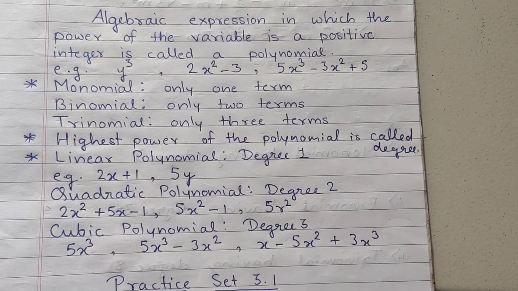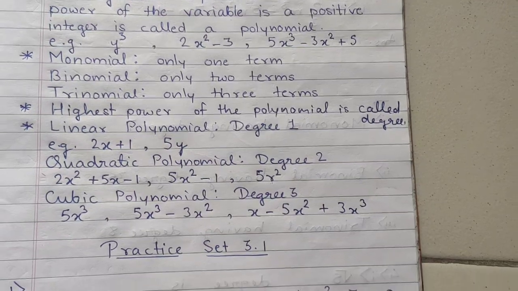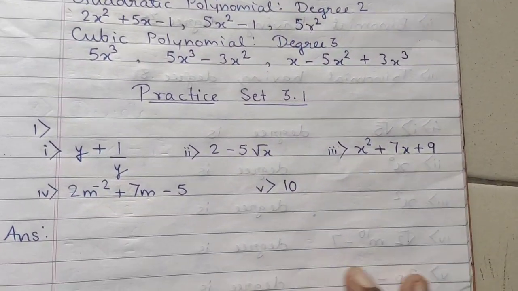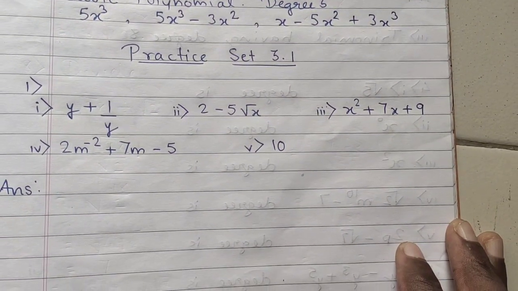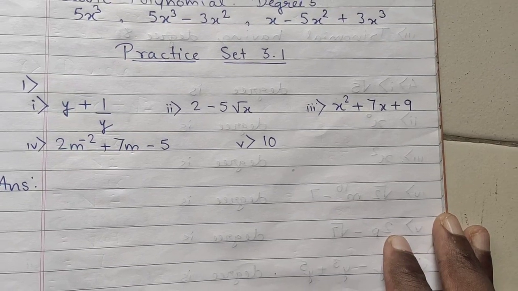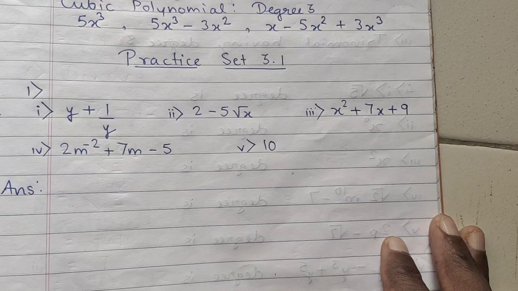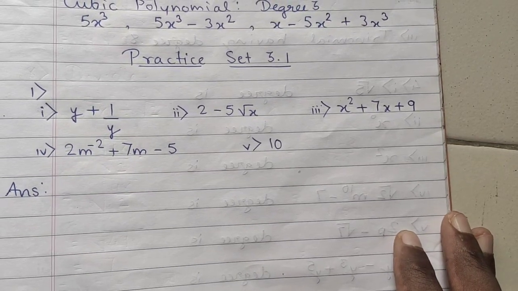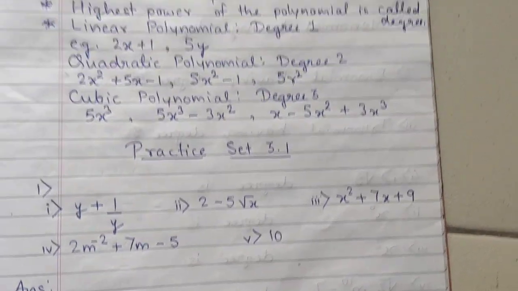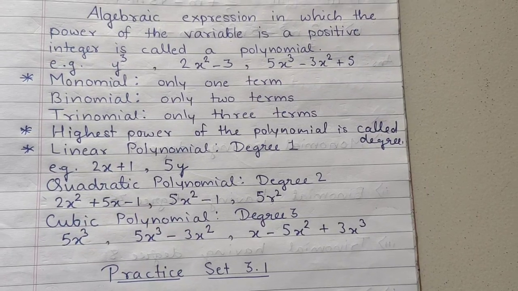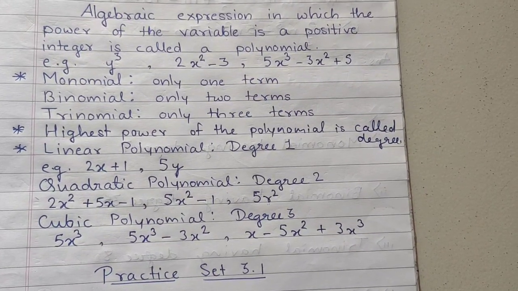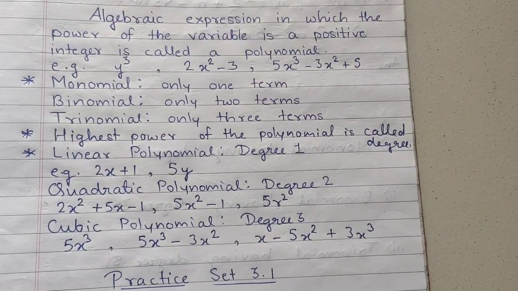So let us start practice set 3.1. Okay, see, already I have written the question. In your first question, you have to identify which one is a polynomial and which one is not a polynomial. It is very simple. What is the definition of a polynomial? Algebraic expression in which the power of the variable is a positive integer.